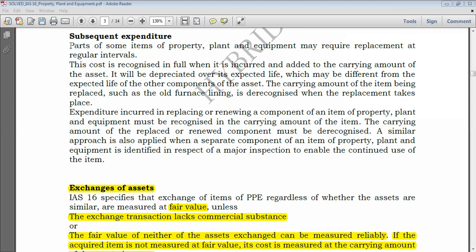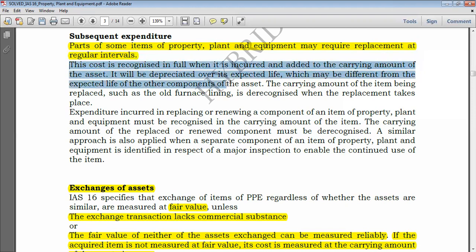We are told parts of some items of property, plant, and equipment may require replacement at regular intervals. Actually, you have a good example. When dealing with airplanes, there are some parts which have to be removed and replaced. You're told that this cost is recognized in full when it is incurred and added to the carrying amount of the asset. And it will be depreciated over its expected life, which may be different from the expected life of the other components of the asset. Don't worry, we're just going to take a look at this example.